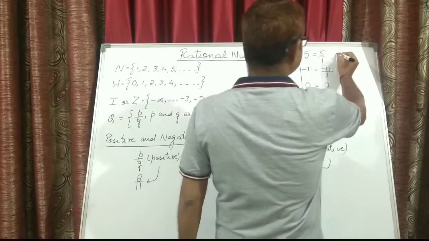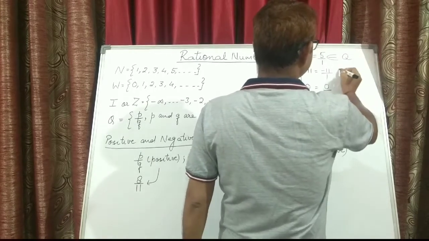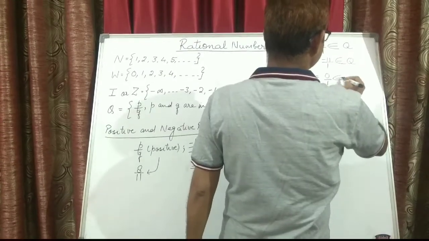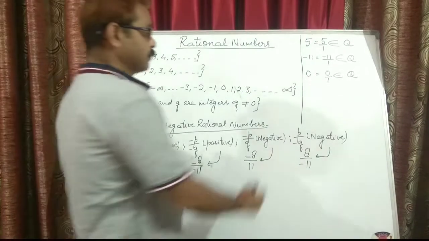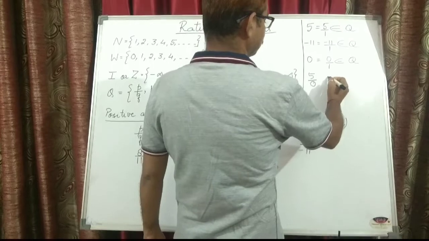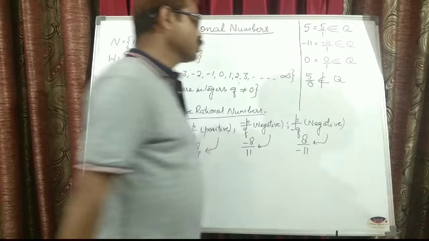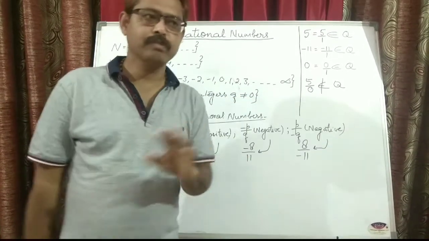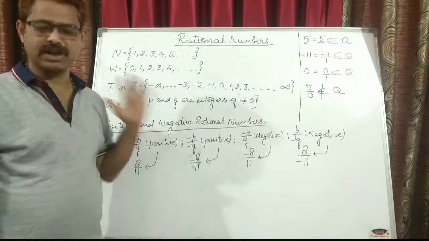So I am writing this sign, which stands for belongs to, and Q stands for rational numbers. So all these numbers are rational numbers. But if I say 5 upon 0, this is not a rational number because in this we can see that the denominator is 0. I hope by now it would have been clear to you what is a rational number.